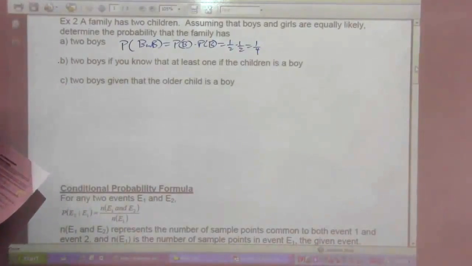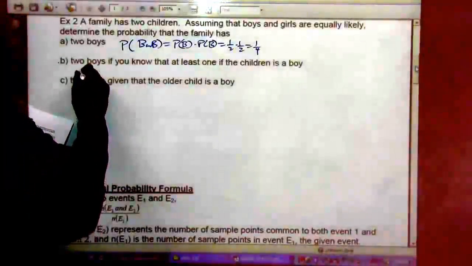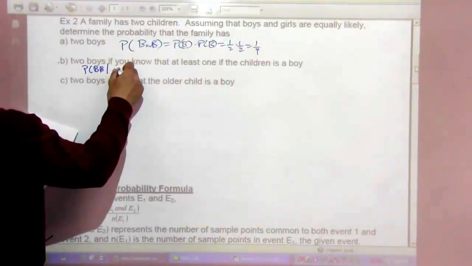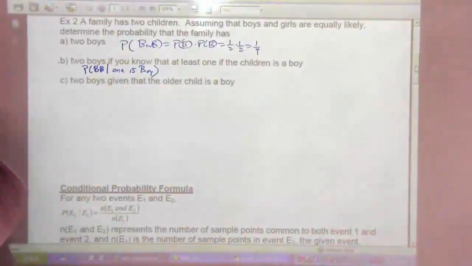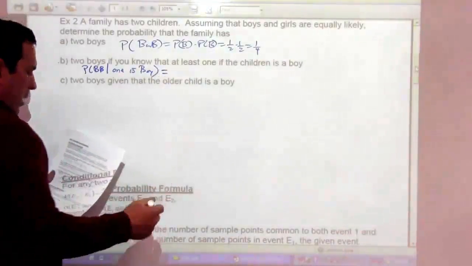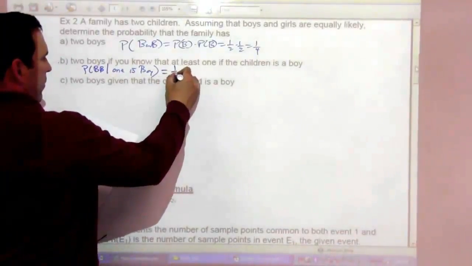2 boys if you know that at least one of the children is a boy. So in this case we're looking at probability of boy given that one is a boy. So we know one of the children is a boy already. That means the second one could have been a boy or a girl, and that's going to be 1/2.